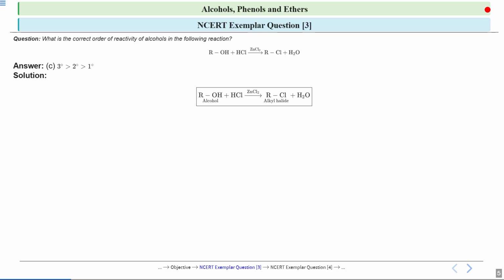See, this reaction is given to you. What is happening in this reaction? This is an alcohol. When alcohol reacts with hydrochloric acid, which is HCl, in the presence of zinc chloride, it forms an alkyl halide and water. This is what is happening in this reaction.